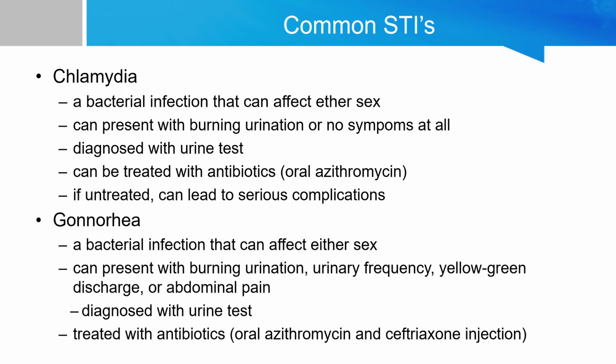Gonorrhea. Like chlamydia, it is also a bacterial infection that can affect either sex. Gonorrhea can present with burning urination, urinary frequency, yellow-green discharge, or abdominal pain. Like chlamydia, gonorrhea can be diagnosed with a urine test and also treated with antibiotics. However, gonorrhea usually takes oral azithromycin and ceftriaxone injections, as opposed to chlamydia with an oral antibiotic.